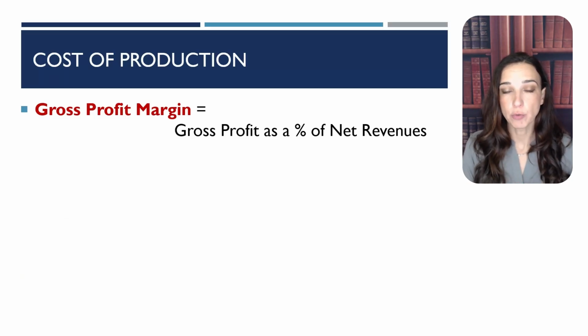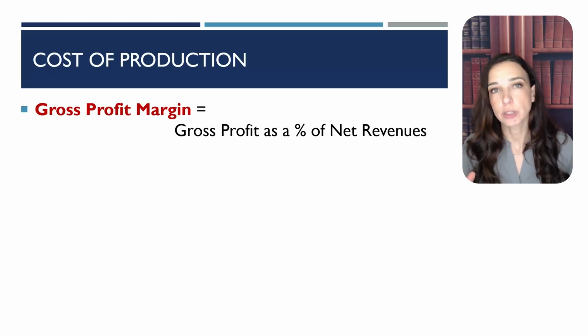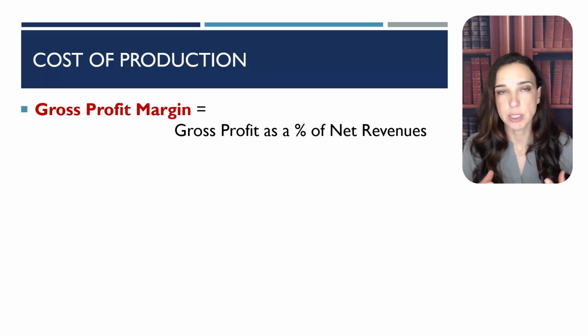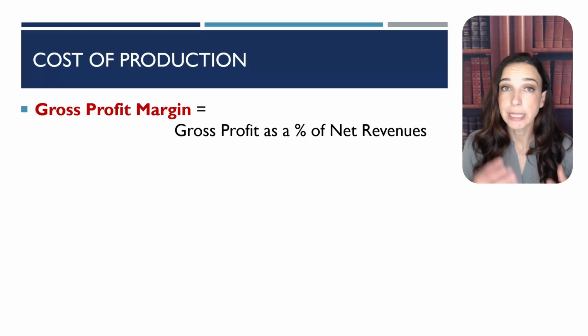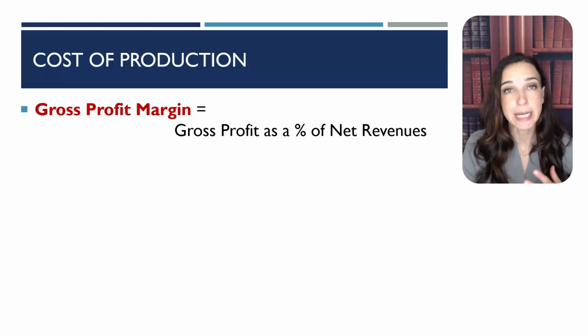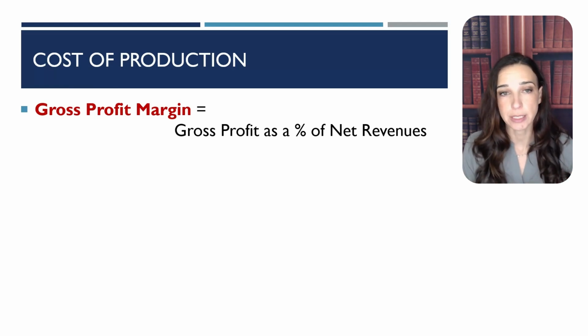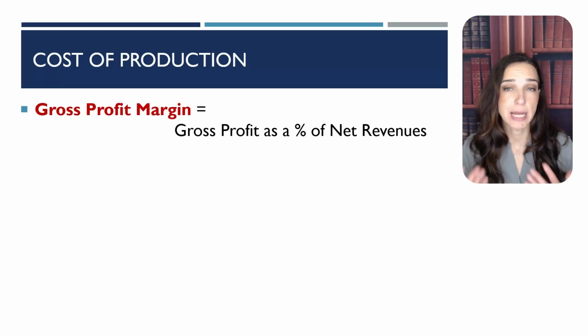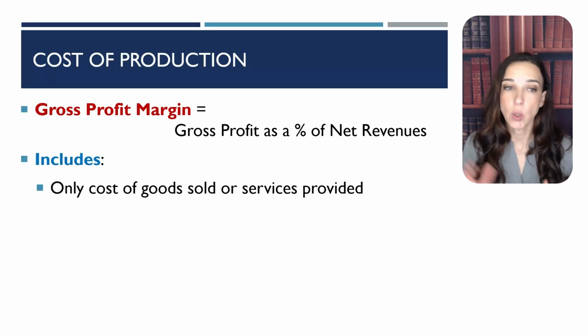So let's talk about the gross profit. Now, first of all, when we're talking about profit, it's helpful to put it in the context of the sales of the firm. So we're not just interested in terms of the millions of dollars, what is the profit that you had, but relating to the sales, how much of the sales do you get to keep after we take into account the cost that you have to generate those sales? So gross profit margin is just the gross profit expressed as a percentage of net revenues. It only includes the cost of goods sold or services provided.